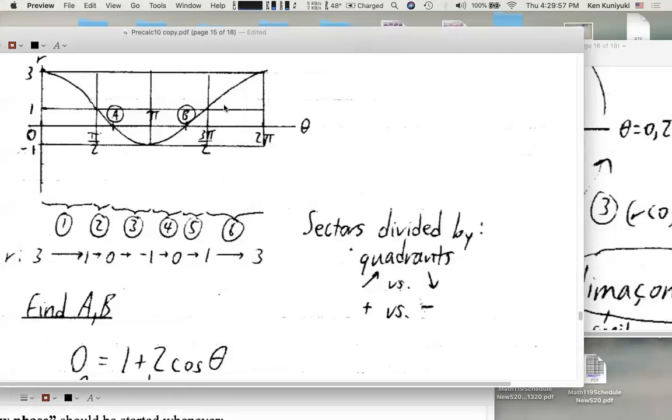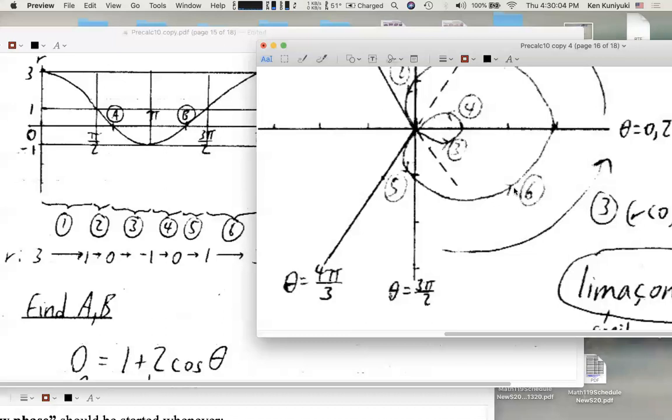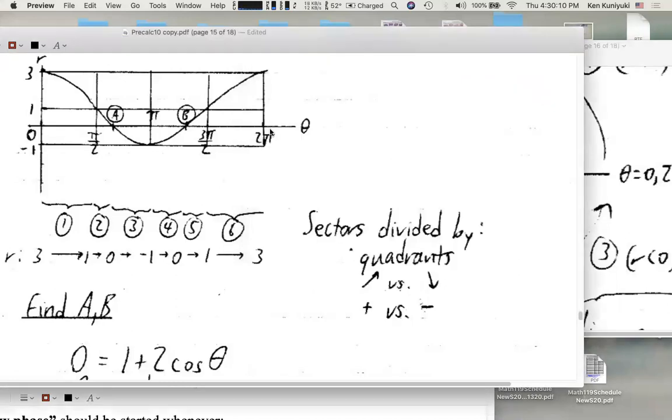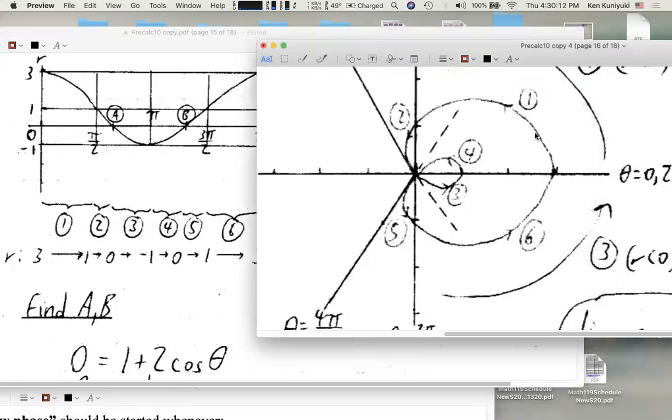In phase 6, R is positive, increasing from 1 to 3. We think we're in quadrant 4, and we are in quadrant 4. Nice big piece of the outer loop here. Put the arrowhead. And then by the time you get past 2 pi, you're just retracing this thing. 1, 2, 3, 4, 5, 6. I'll do it again. 1, 2, 3, 4, 5, 6.